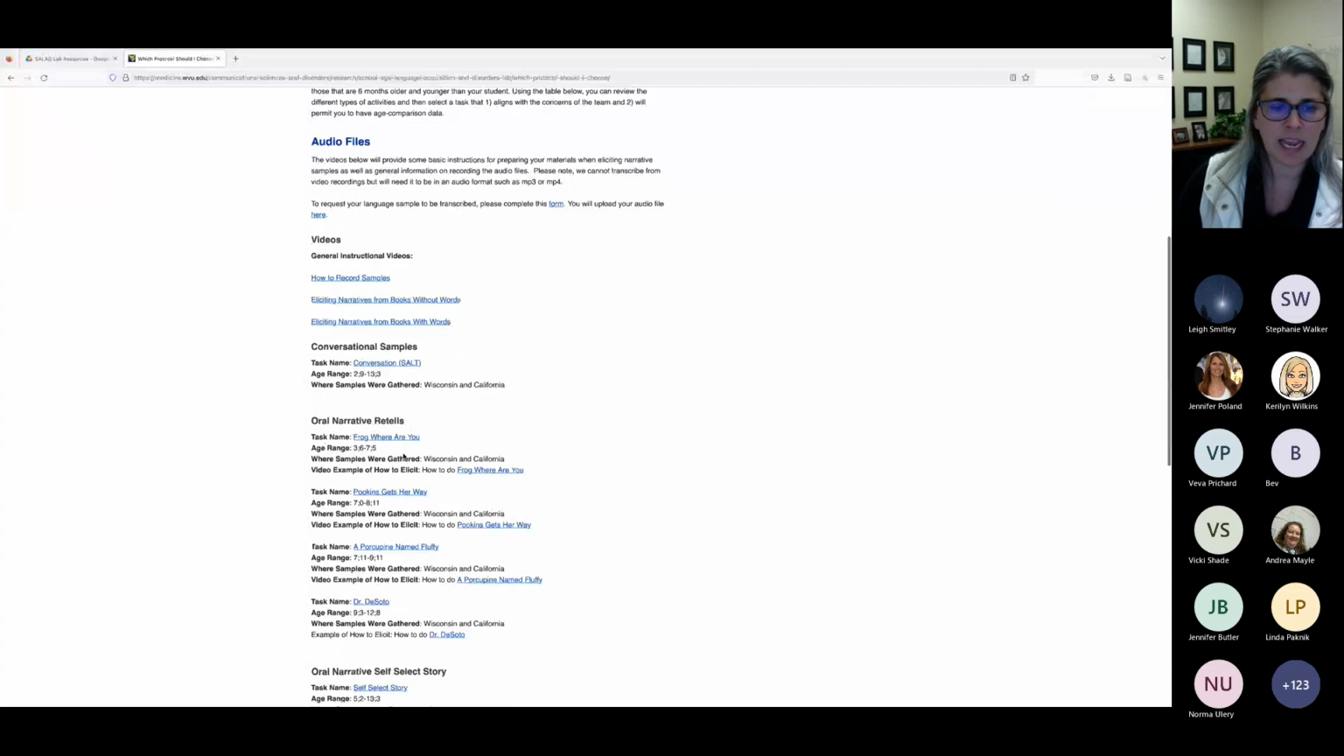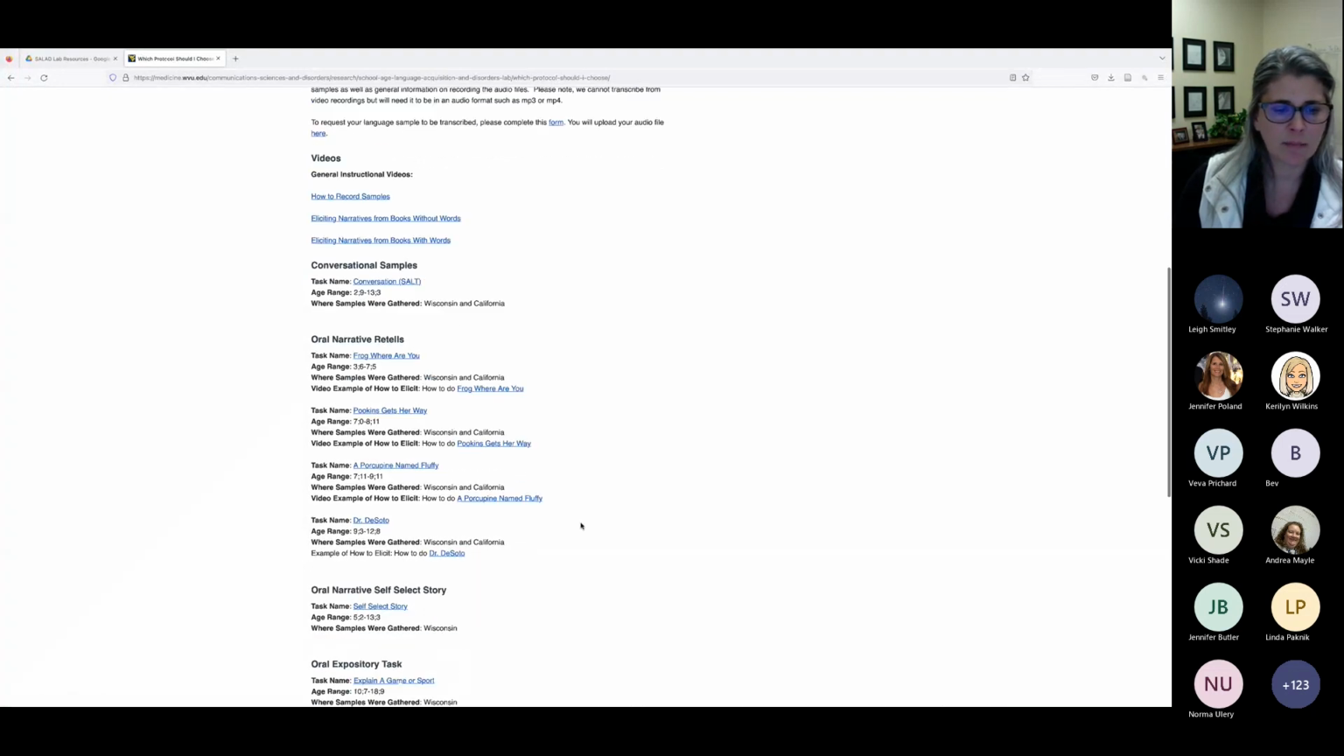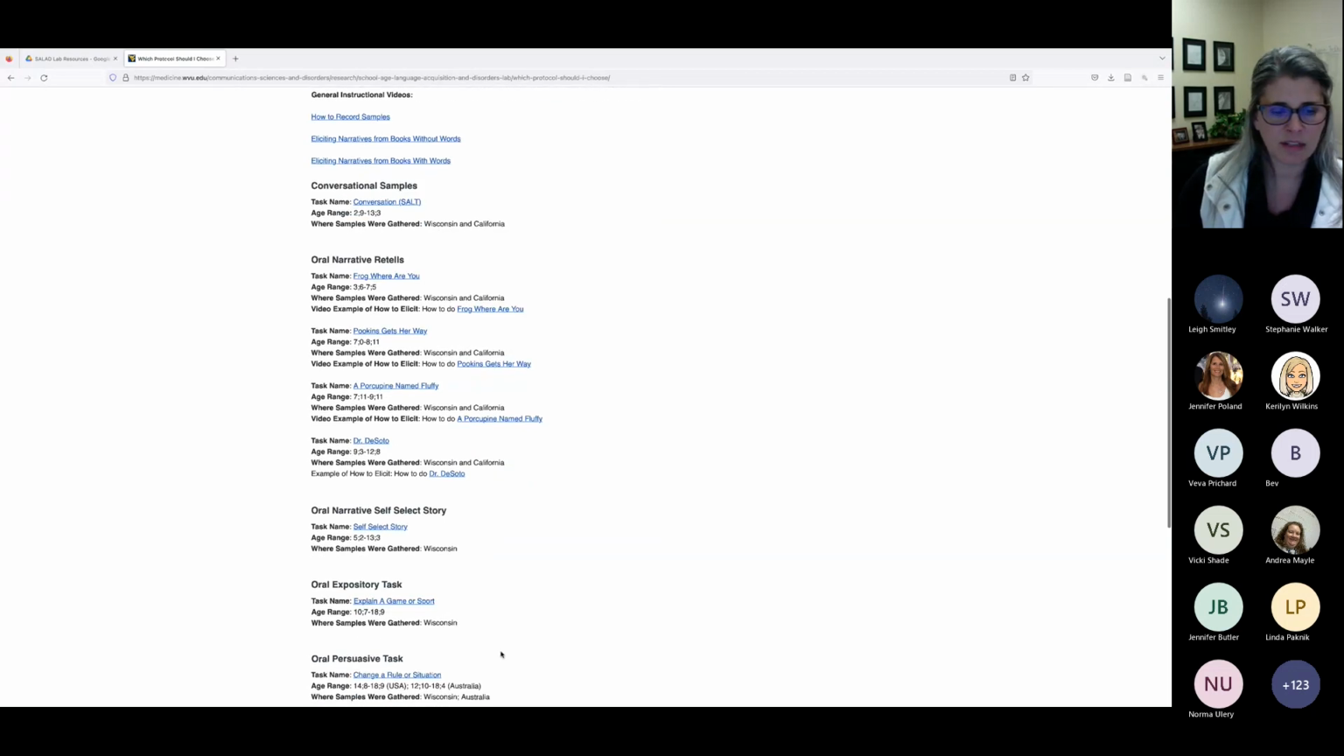And again, you can see the age ranges. This will go to a video example of how to do that particular one. So all of that information that was available to you is also on this page.